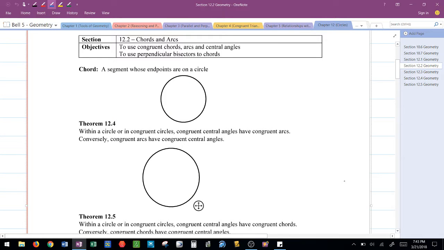Section 12.2 is going to talk about chords and arcs and their relationships. So how do we use these congruent chords, arcs, and central angles? And how do you use perpendicular bisectors of a chord?